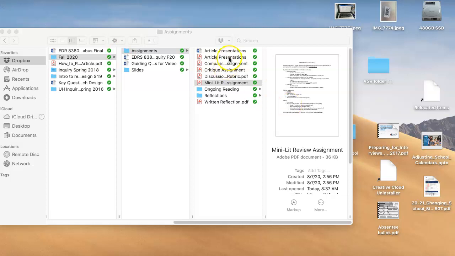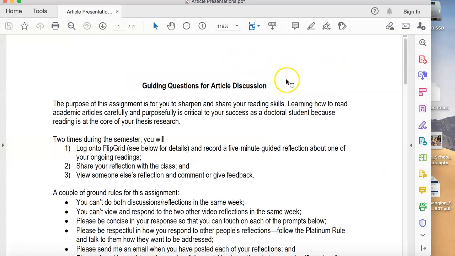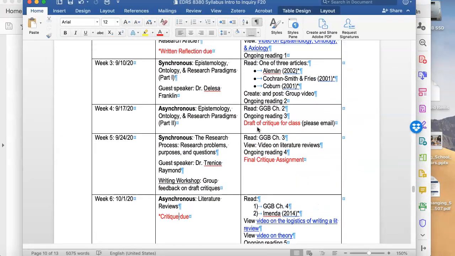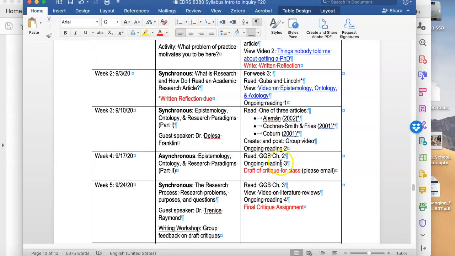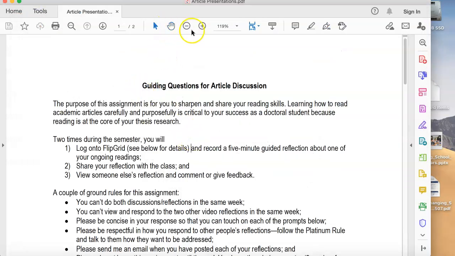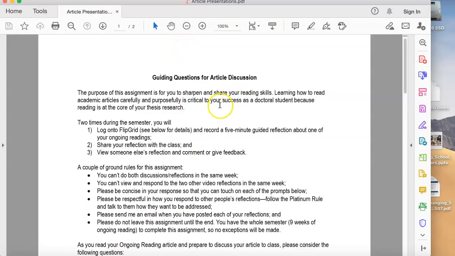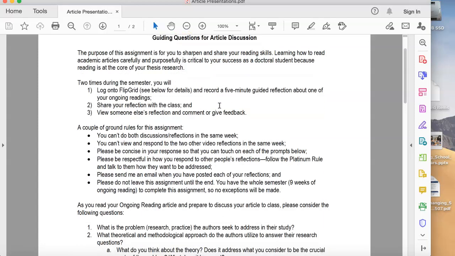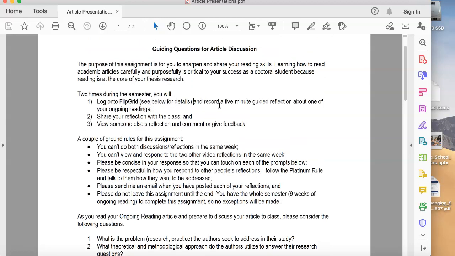Other assignments. Right away in week, where is it? Our group video. I think this is the group video? Oh, this is the article. This is a new assignment for this week, and this is related for this semester. This is related to your ongoing reading.